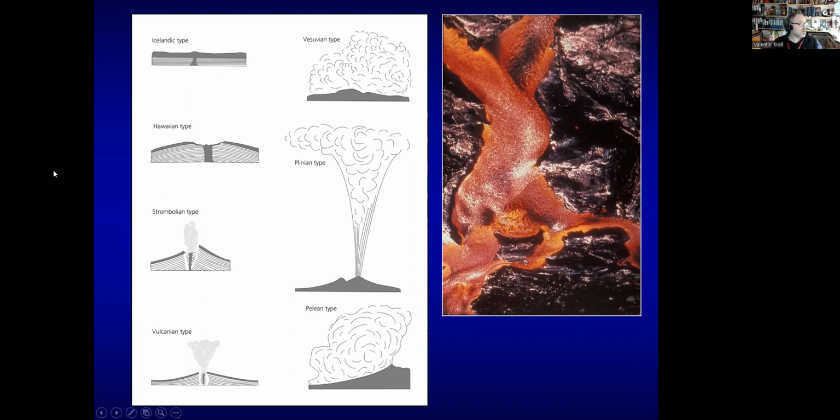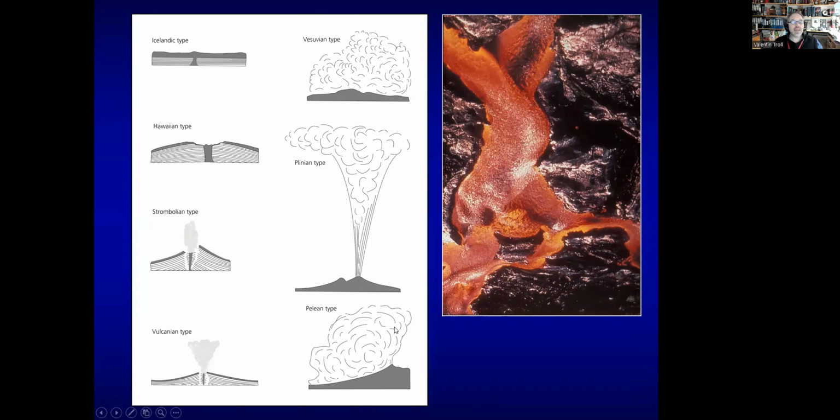On the left here we have the black ones, and here on the right we have the more red ones. So this would be Icelandic type, Hawaiian type, Strombolian, and Vulcanian type. There can be some fire fountains in these types, not an issue, several tens to hundreds of meters even, but this is nothing compared to Vesuvian type, Plinian type, and Pelean type.